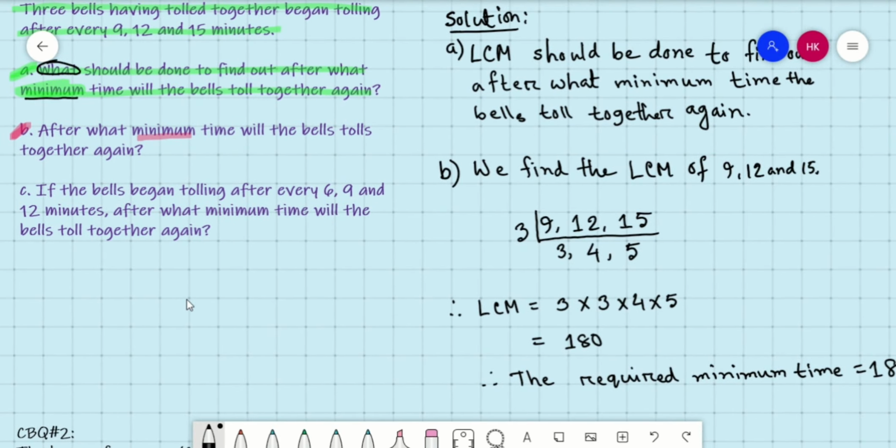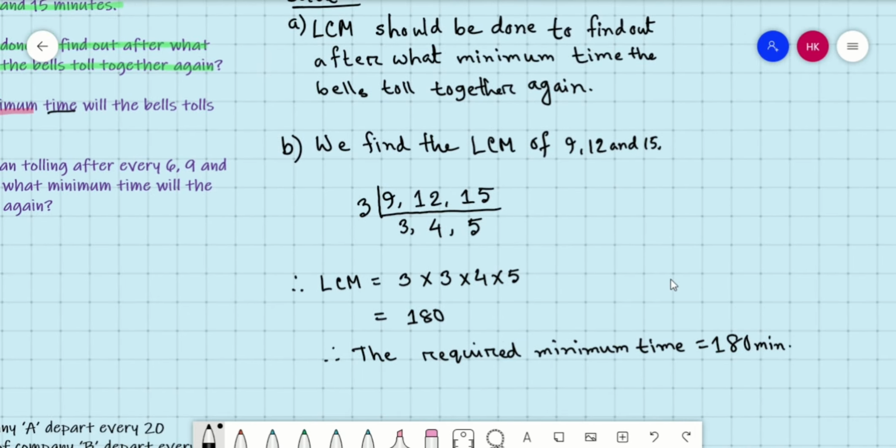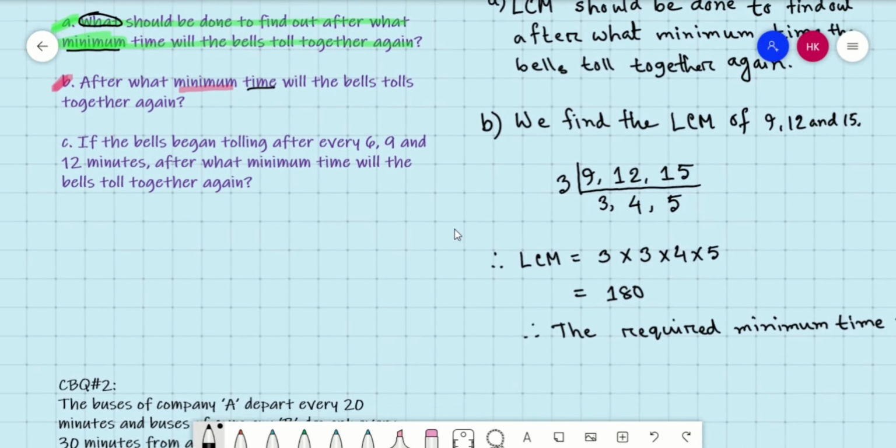If you look carefully, the question may ask after what minimum hour, or after what minimum minutes, or after what minimum time, so there can be three different types of question. If the question asks about minutes, you have to write the answer in minutes. If the question asks in hours, you have to write the answer in hours. And if the question just mentions time, you can write either minutes, or 3 hours, because we know 180 minutes is equal to 3 hours. So this is the answer of number B. Now we move on to our next question, question number C.